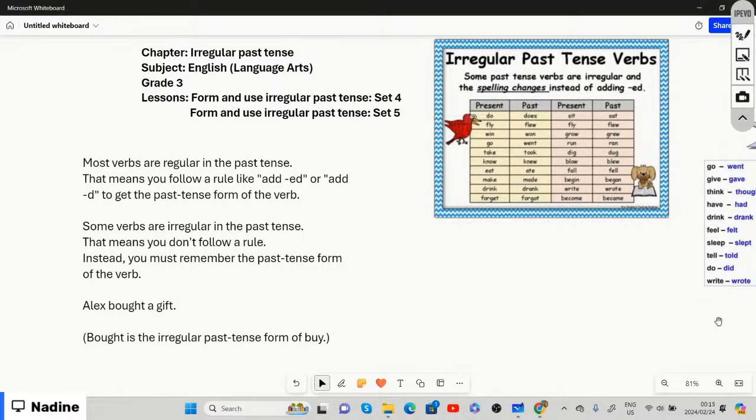And if we look at a few of the irregular past tense verbs, we say that some past tense verbs are irregular and the spelling changes. So the spelling changes, so we don't just add ed or d, right? Because it's now not regular, it's irregular.